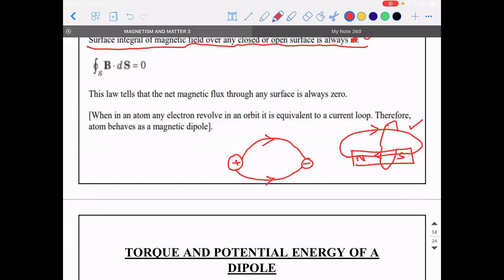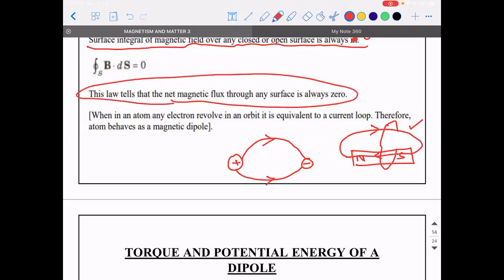As a result, when you calculate the net magnetic flux over any closed surface, the answer comes out to be 0. So this law tells us that the net magnetic flux through any surface is always 0.